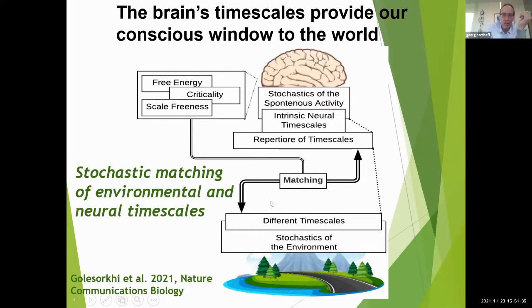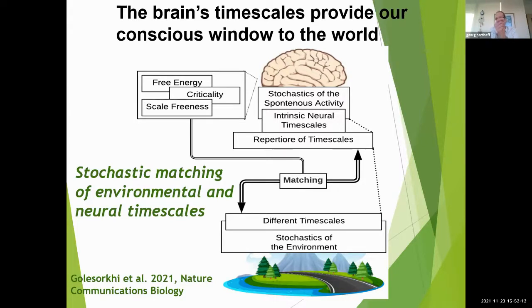Now, how is this important? The timescales are important for the stochastic matching between environmental and neural timescales. So if I'm lacking the timescales in my own brain for the fast rhythm of the music, like in tango, let's say, because I'm a German, I haven't grown up with tango, I may not be able to properly match and synchronize with the music of the tango. If in contrast my timescales were tuned to that, I may be very much able to. And it is this matching which we assume to be key for consciousness.